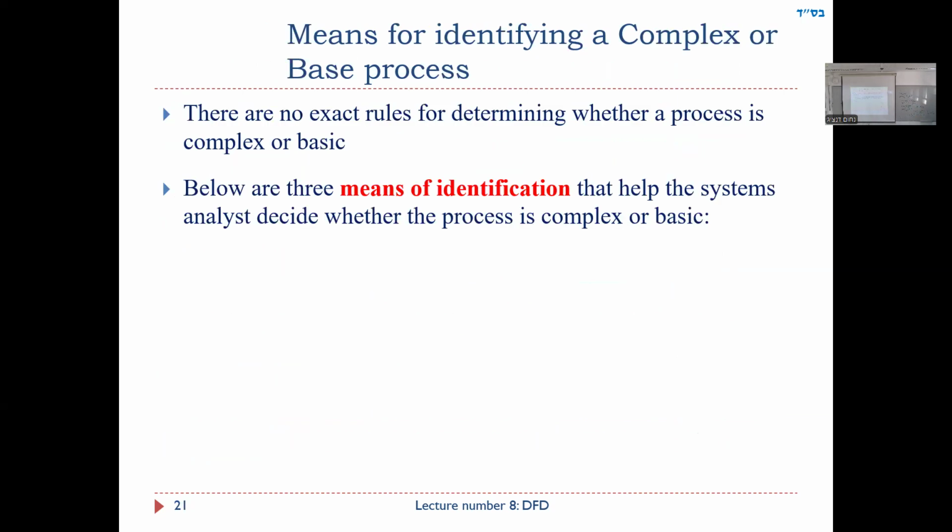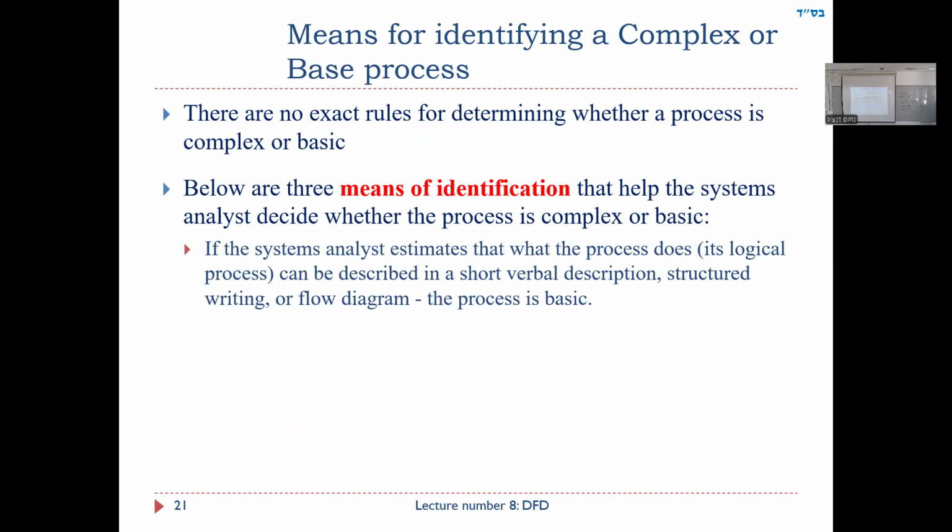Means for identifying complex and base processes. There are no exact rules to determine whether processes are complex or base, so let's come up with 3 means of identifying that help. If the system analyst estimates that what the process does can be described in a short verbal description, structured writing, or a flow diagram, then it's basic. That is, if I can do a short flow diagram, then it's basic.